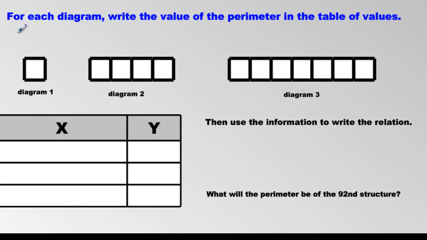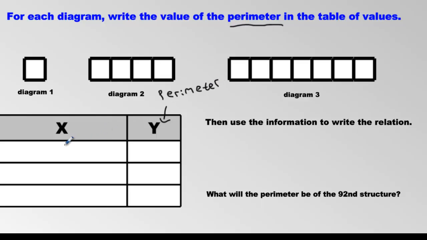The question states that for each diagram, we have to write the value of the perimeter in the table of values. In a table of values, you need to understand that we have to compare two things: two variables, some x value and some y value. We know one of the values has to be perimeter. It doesn't really matter, so we can make perimeter our y.